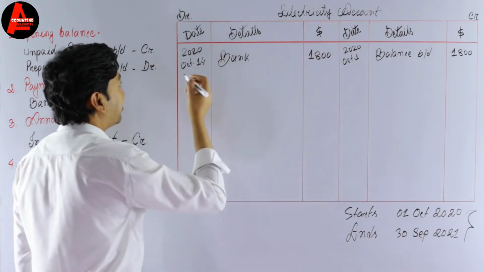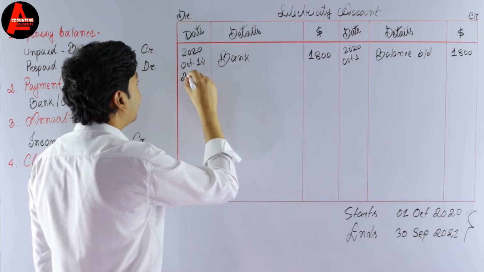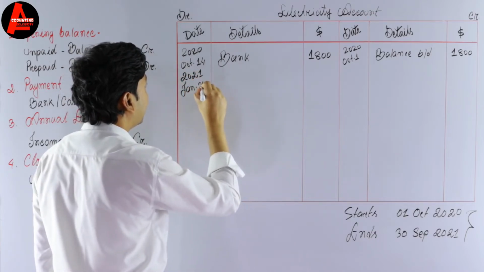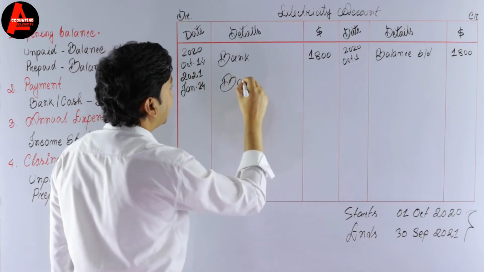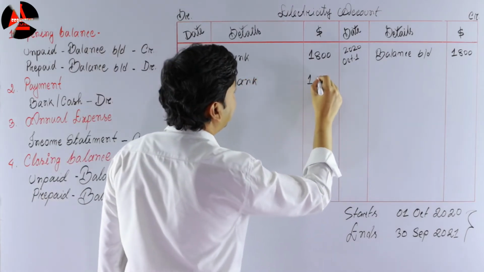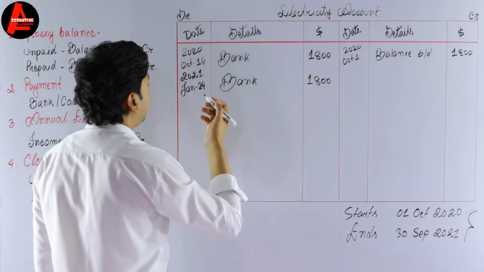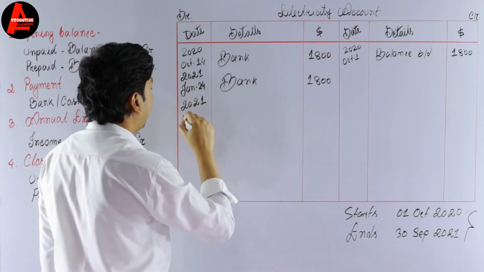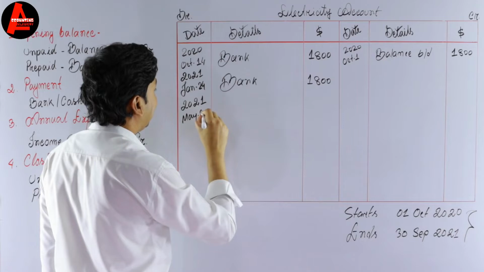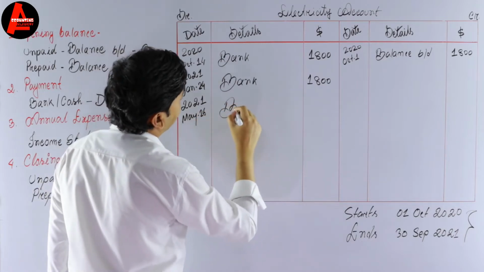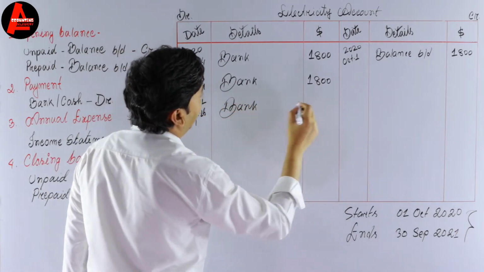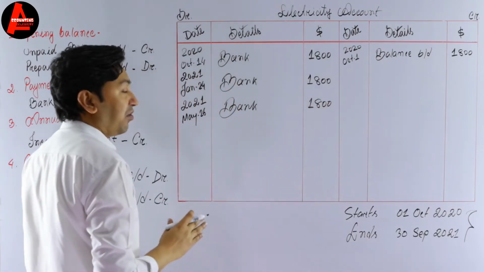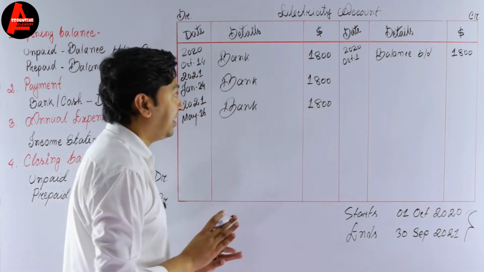The second payment is 2021 January 24. Again it will be bank, with the same amount, $1,800. The third payment is 2021 May 26. Let us write bank again, and the amount is the same. Great, we recorded all the payments made by check.